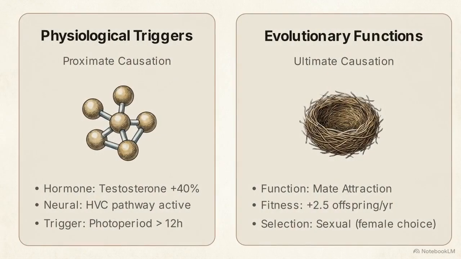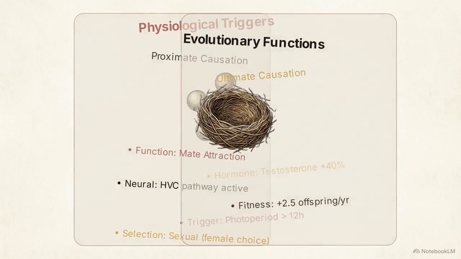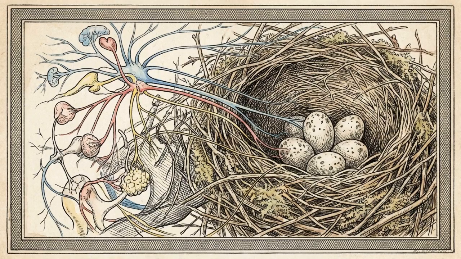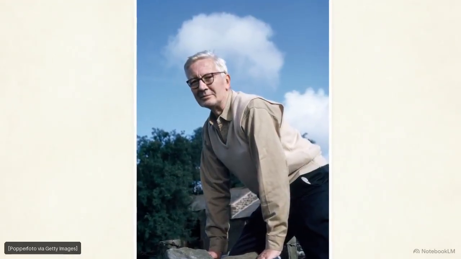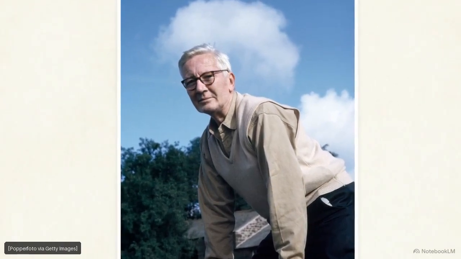Without a standardized method to organize these facts, researchers risk conflating immediate physiological triggers with deep evolutionary functions. This leads to the confusion of a behavior's mechanics with its purpose. In 1963, Nobel laureate ethologist Niko Tinbergen established a framework to organize these different explanations.